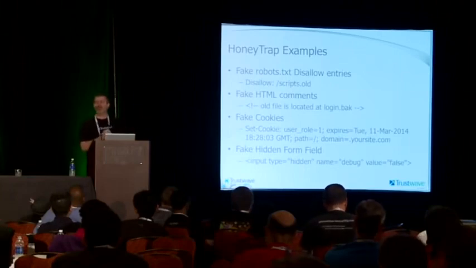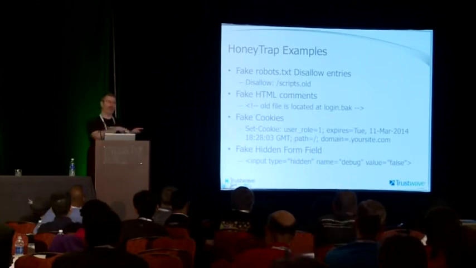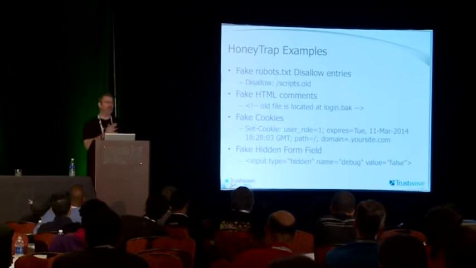So the idea is on the fly, as you're sending the robots.txt file back out, manipulate that and add in some fake directories that you know about. Those are some honey trap detection points.